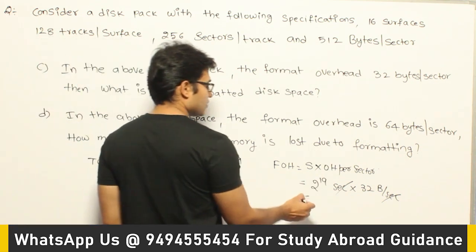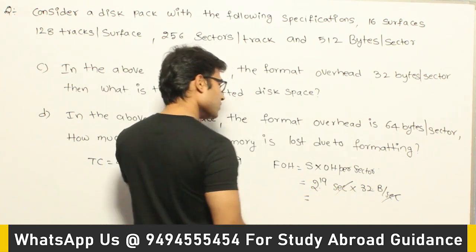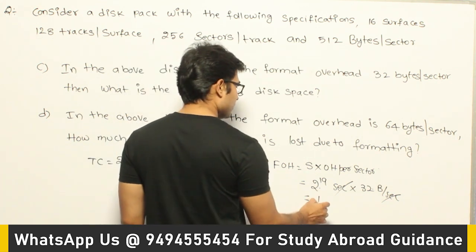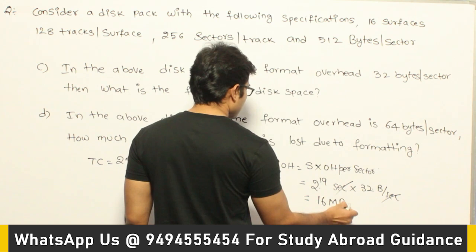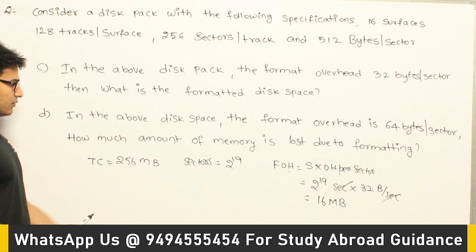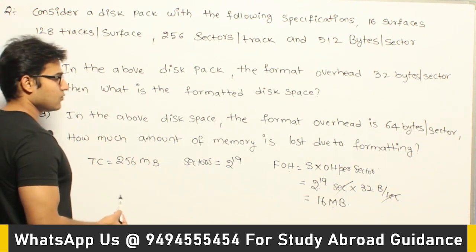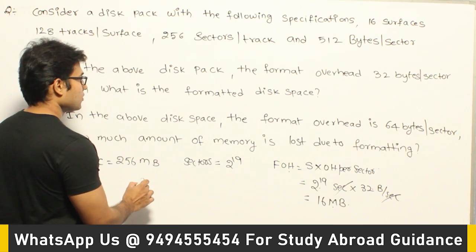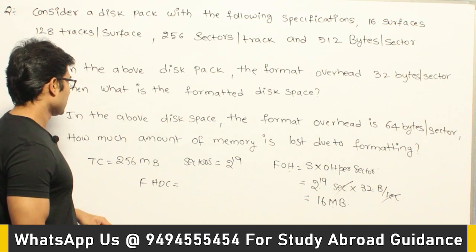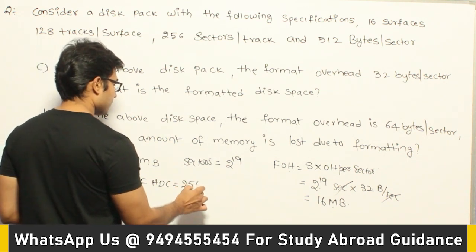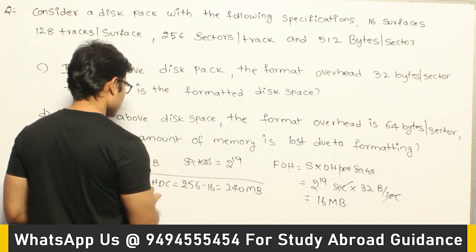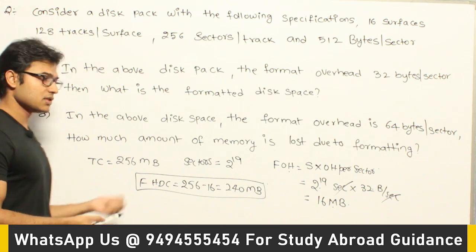So if you observe, this is going to be 2 power 19 into 2 power 5, which is nothing but 2 power 24, and 2 power 24 is nothing but 16 MB. So 16 MB is the space wasted because of formatting, and the total space I have is 256 MB. So now what is the formatted space? Therefore the total formatted hard disk capacity is equal to 256 minus 16, that equals 240 MB. So in the disk pack, this is the usable space.